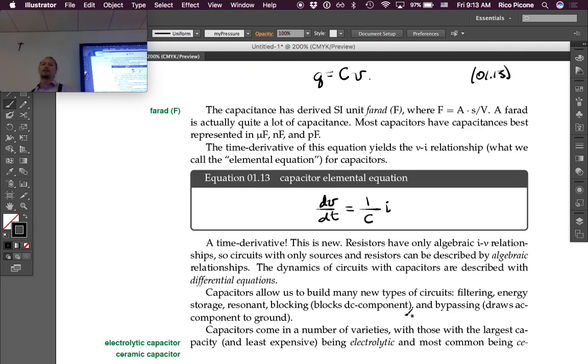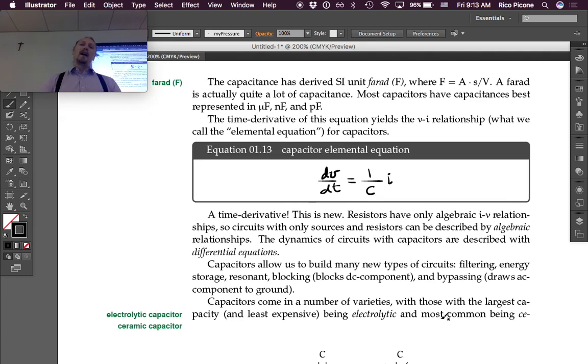So both. Okay, so capacitors allow us to build many new types of circuits. So we can do filtering, which we don't really have an understanding of what filtering is yet in this class, but the idea is that there are some frequencies that are part of a signal that we might want to get rid of. And in a filter, you can do that.